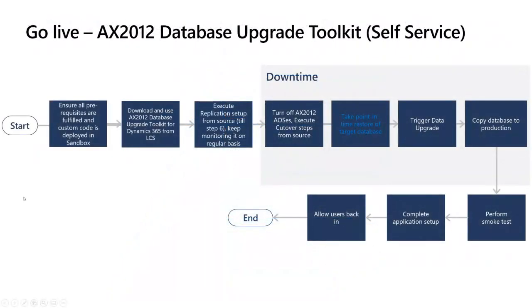Right. So let me quickly touch base on the go-live process, how we can envision the go-live with this new toolkit in self-service environment. Starting from the AX 2012 environment, you need to make sure you complete all the prerequisites in terms of installing KBs, and make sure custom code is deployed in the sandbox environment, right? Then use this toolkit to set up the replication. This can happen ahead of time, 2 or 3 weeks back in the production environment, before you actually start your downtime or cutover activities.